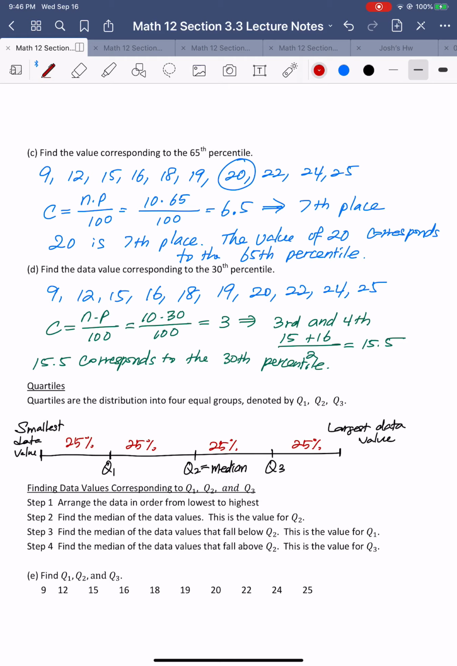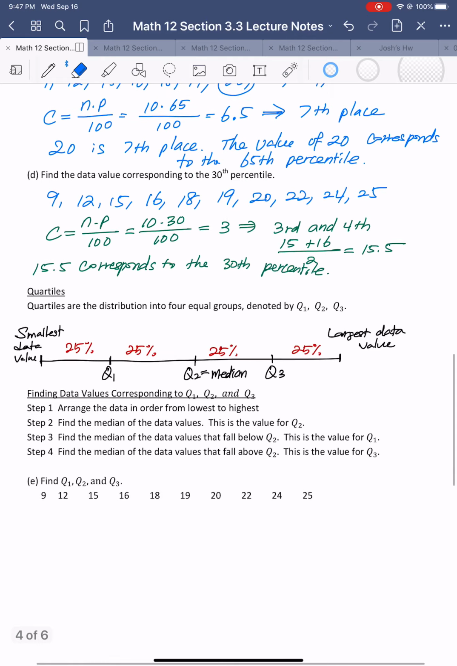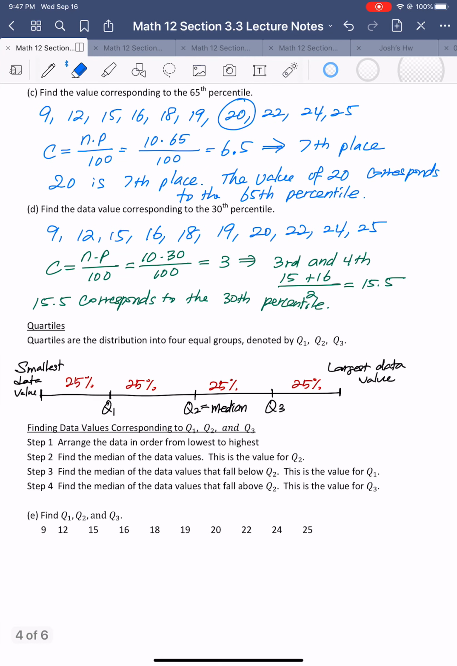Find the data values corresponding to Q1, Q2, and Q3. Same idea: arrange the data values, always from lowest to highest, and then find the median for Q2. Q1 is the median of the values that fall below Q2, and the median of the values that fall above Q2 we call Q3. All right, so let's find it. Find Q1, Q2, and Q3 from the data values here. This is already in ascending order, so that's a good thing, right?